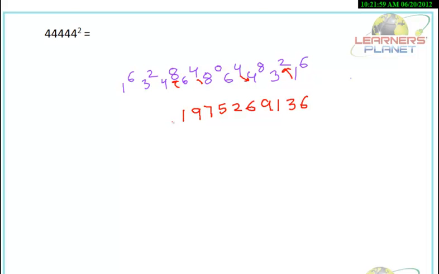So 44,444 square is such a big number. The very big number, but the very big answer, but the very simple calculation. We are just speaking the table of 16.